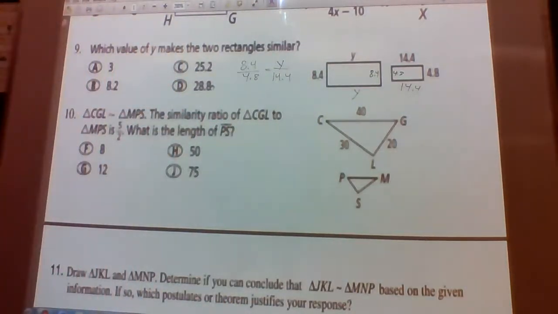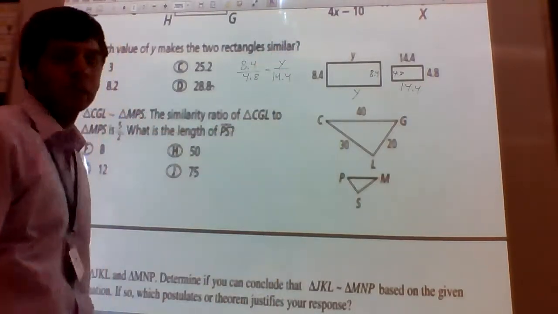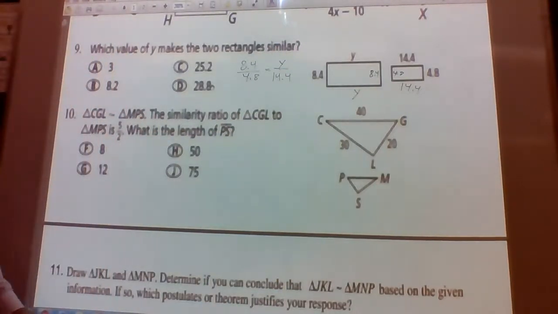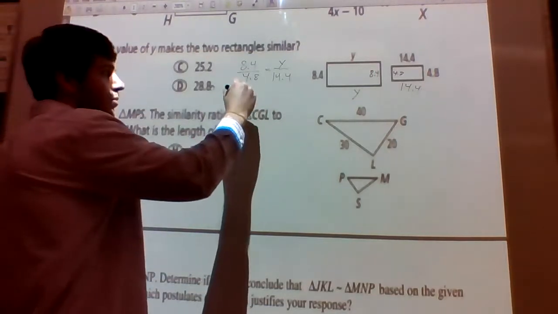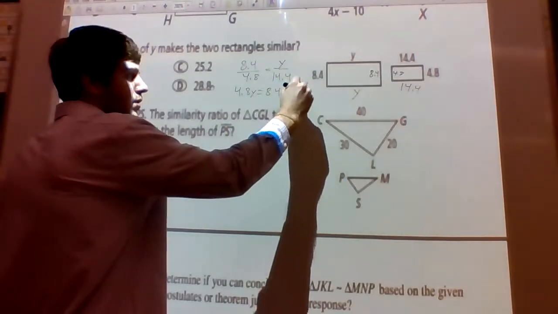Okay. We don't need to do all of them because we know any two sides are proportional. We know all the sides are proportional. That means any two sides are proportional. So we can set up this ratio here. Okay, we want to cross multiply. 4.8y is going to equal 8.4 times 14.4.